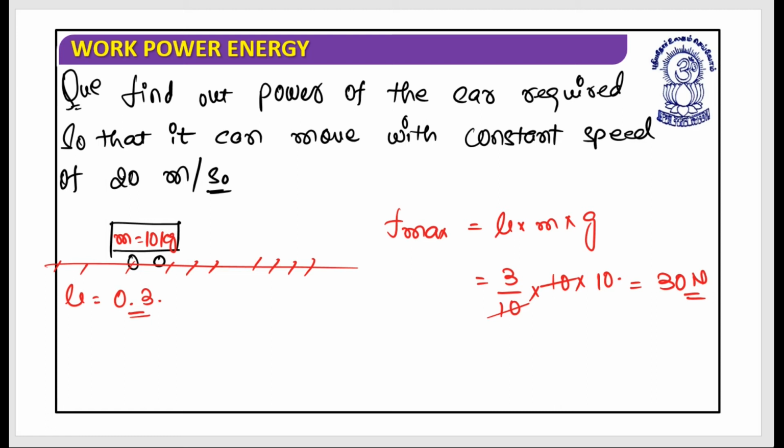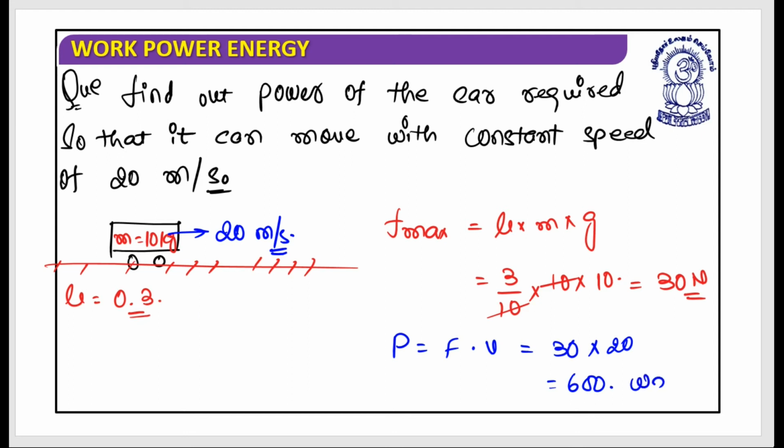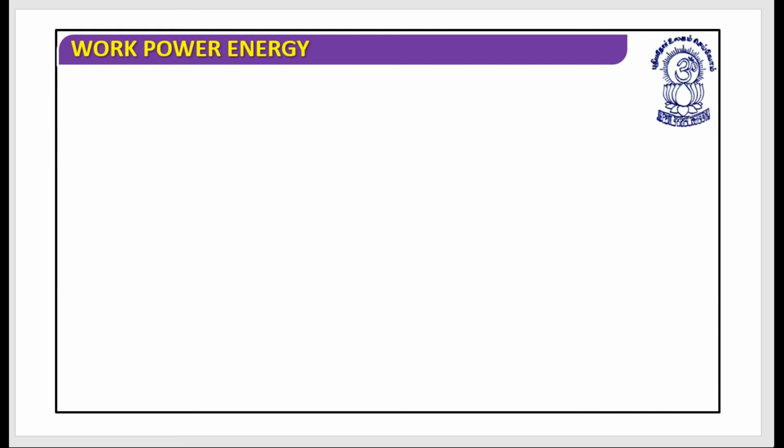Now what I want is that this keeps moving with a speed of 20 meter per second. So this is speed, power should be written as F dot V, and this is 30 multiplied by 20, which is 600 watt. I hope this is clear. Is it clear? Can you do this? Is it easy? Yes. Let's have one more question.